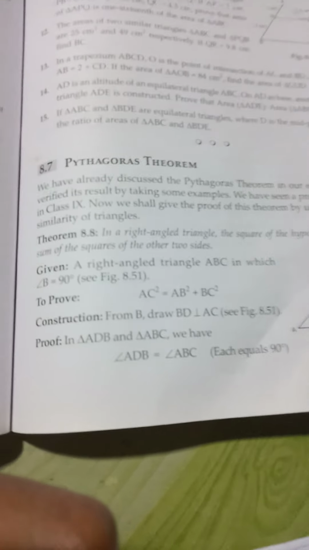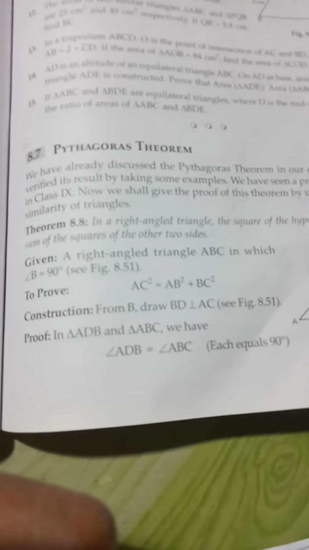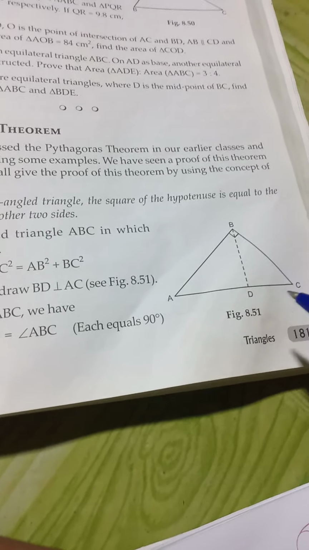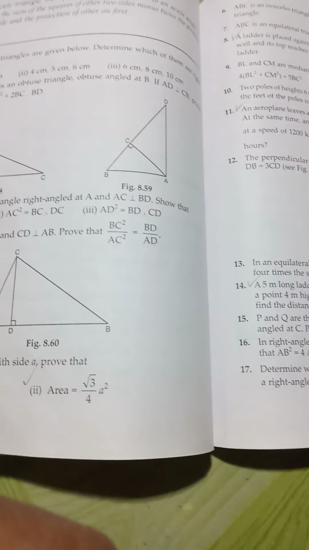So if you look at Pythagoras theorem, I think you already know it. We can apply Pythagoras theorem only in a right angle triangle. So Pythagoras theorem is h square equal to p square plus b square. I don't need to say it again. I hope you still remember Pythagoras theorem.